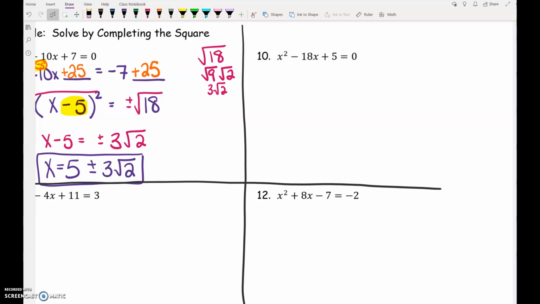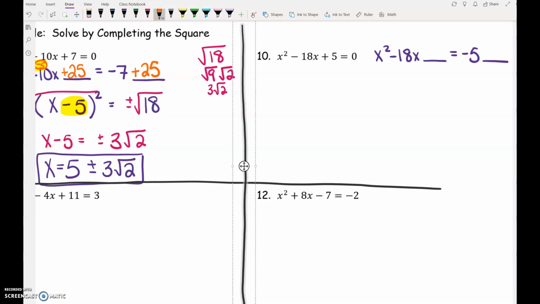Number 10. Again, if you tried to factor this, the only way that you can multiply to get 5 is 1 times 5. You're definitely not going to add up to negative 18 using 1 and 5. So that 5 is problematic. Let's move it to the other side. So we have x squared minus 18x blank equals negative 5 blank. If I've decided that I'm going to solve by completing the square, you know that you're going to have to add something to both sides, put those blanks in, give yourself space for it.